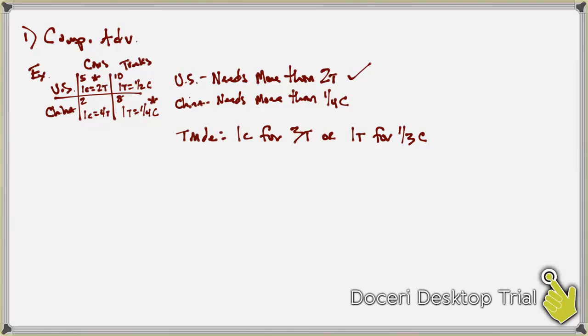1 car for 3 trucks is the same as 1 truck for 1/3 car. Okay? Now I can compare that second variation or version of the trade to China. China needs more than a 1/4 car. In this trade, China's going to get 1/3 of a car. So that 1/3 is greater than 1/4. So that would also work.